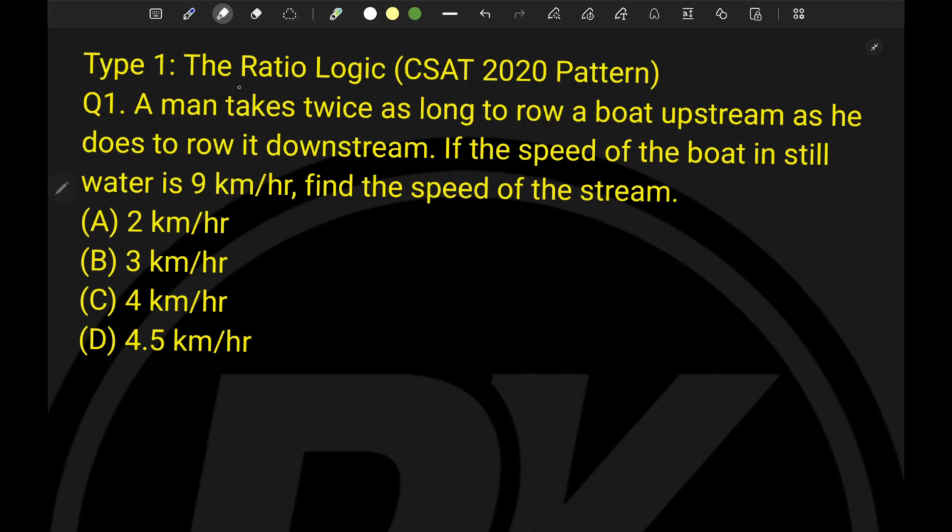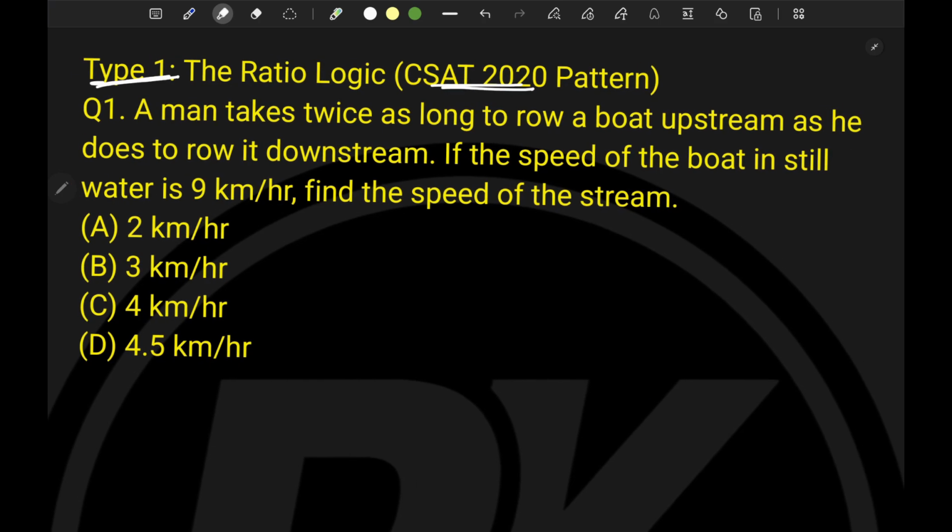Okay, so here is the problem. Now this is a type 1 problem. We are going to see different types of problems which are asked in MPSC and UPSC examinations, and this was asked in the 2020 examination. Now read the problem first, as I said, and parallelly write down the given data. A man takes twice as long to row a boat upstream as he does to row it downstream. If the speed of the boat in still water is given as 9 km per hour, find the speed of the stream. Now, does it sound like the previous problem, right?